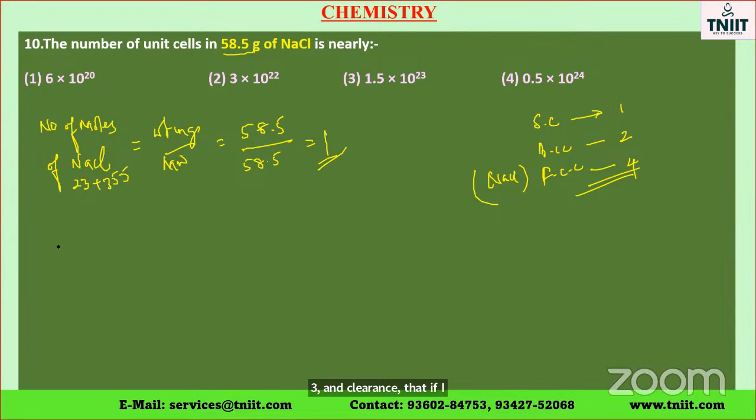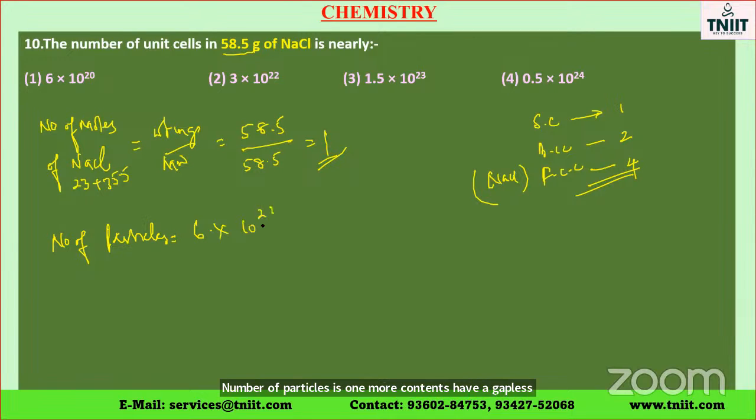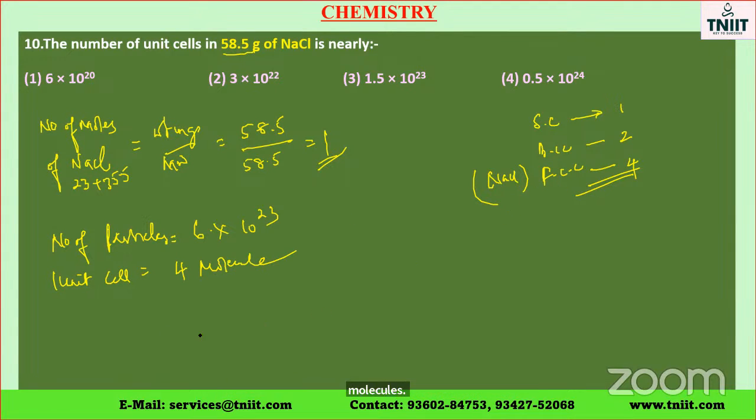So the number of particles: 1 mole contains Avogadro's number of particles, 6 into 10 power 23, approximately 6.022 into 10 power 23. You should remember, 1 unit cell in NaCl contains 4 molecules. That is what we learned here, 4 molecules.